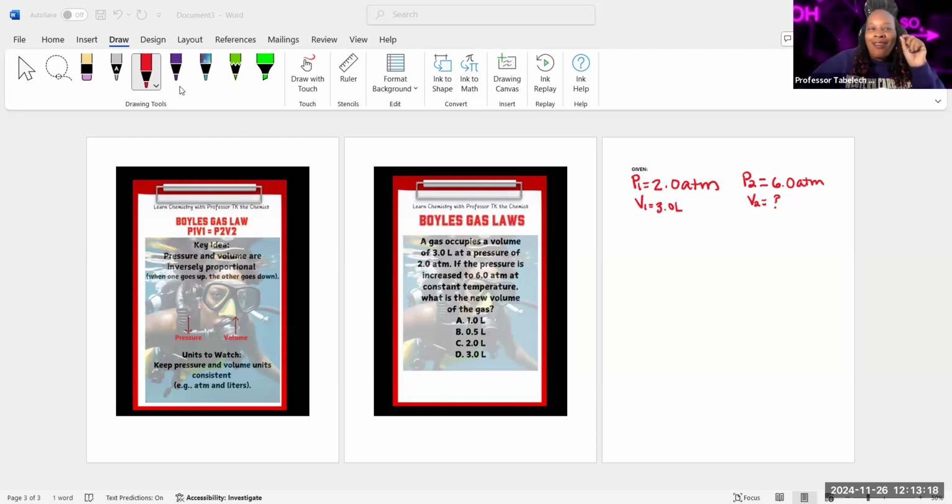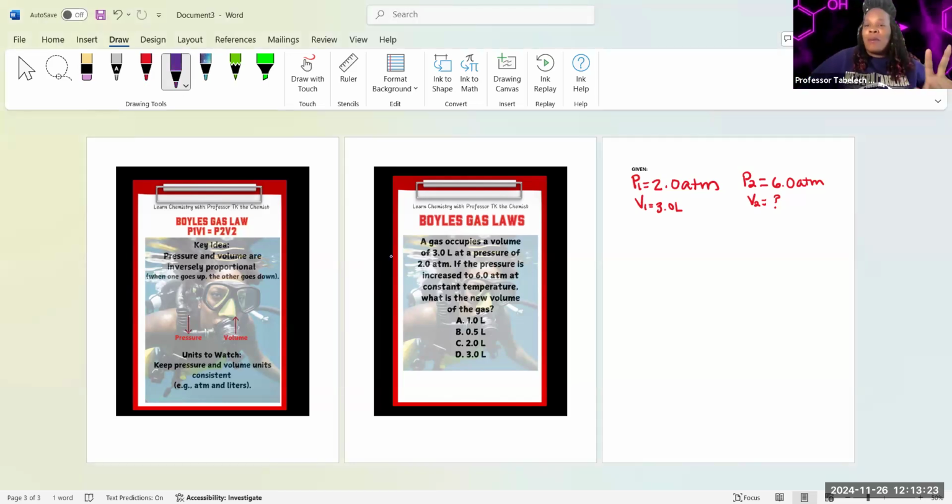Let me show y'all a quick, easy way to establish this final answer without even setting it up. But I'm gonna still show you how to set it up though. If you noticed here, your pressure went from 2 to 6. So in other words, your pressure tripled, right? Well, guess what? Your volume is going to be cut by a third because remember, they are inversely proportional to one another. So that means our volume here is going to be cut by a third. So we already can know that our predicted answer will be 1.0 liters.